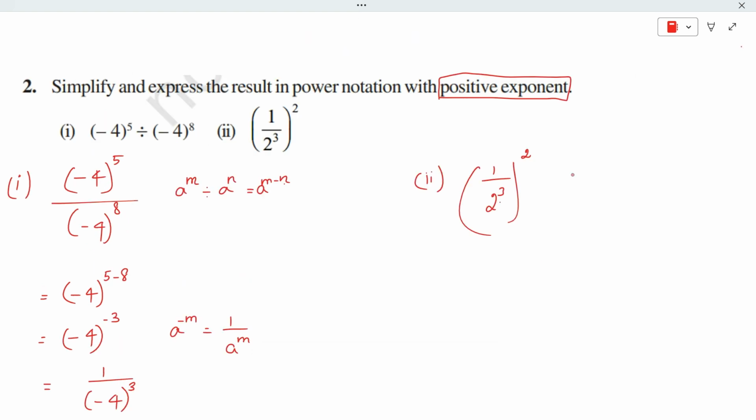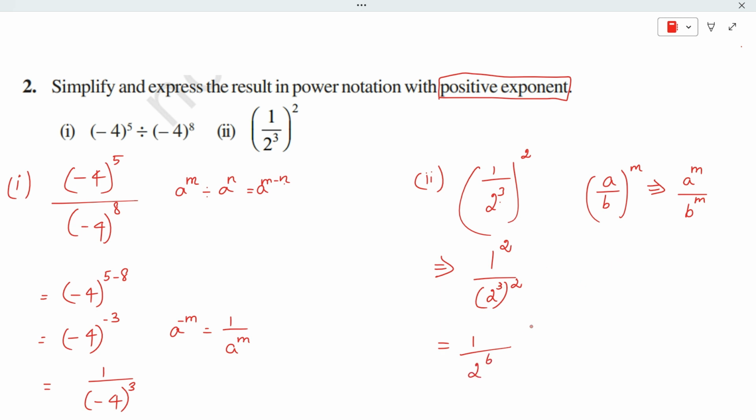Got it? The second sum is 1 by 2 cube the whole power 2. So this can be simplified using two laws of exponents. So a by b the whole power m. When there is a fraction with the common power m, this can be split as a power m by b power m, isn't it? So I'm using this law and splitting the numerator and denominator with that power. So the numerator is 1 squared and the denominator will become 2 cubed the whole power 2. So what is 1 square? 1 square is 1, and 2 power 3 the whole square is going to be 2 power 6.